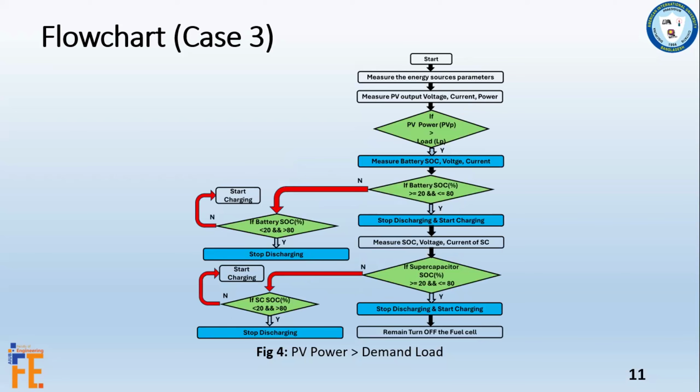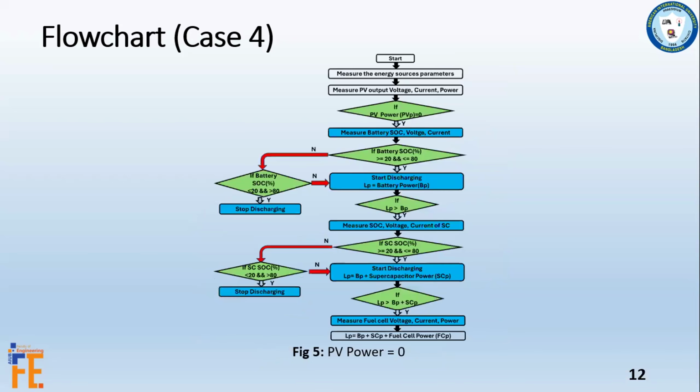If PV power is greater than our demand load, then it will measure the battery SOC. After that, it will measure the supercapacitor SOC. All of them will be in action when it is in range. Otherwise, it will stop charging and discharging.